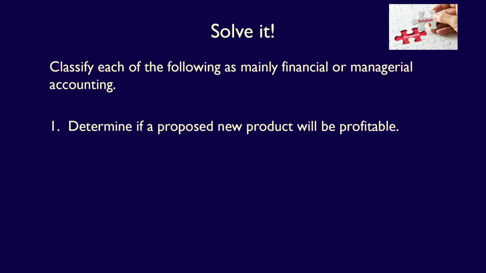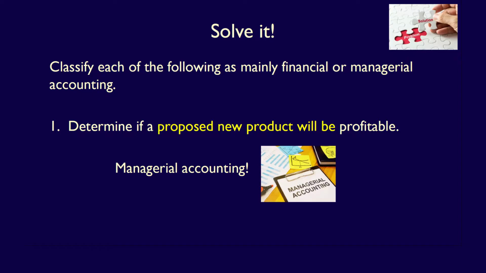Number 1, determine if the proposed new product will be profitable. The wording in the question is giving you the answer. Notice it says proposed new product, referencing the future, and will be, again referencing the future. Both indicate a focus on predicting the future, which is all about managerial accounting, because internal users would need this information to decide whether to produce a product or not.